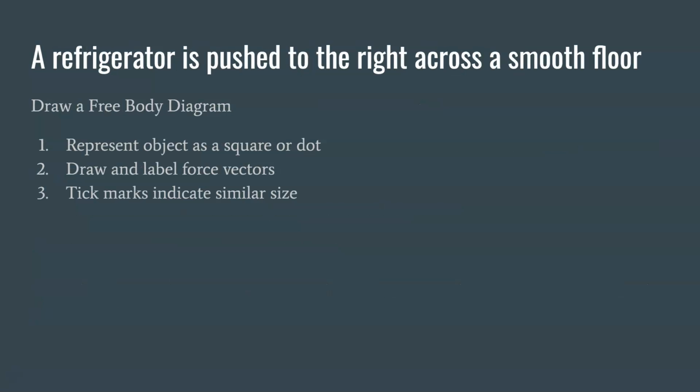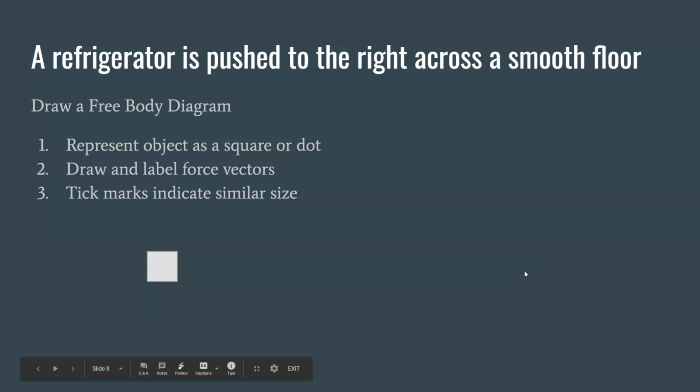All right, so let's try some scenarios. Let's do this one together, and then when we get to the next one, I want you to read the scenario, pause it, and try it yourself, and then play again when you're ready to go. All right, so we have a refrigerator that's pushed to the right across a smooth floor, and we want to draw a free body diagram.